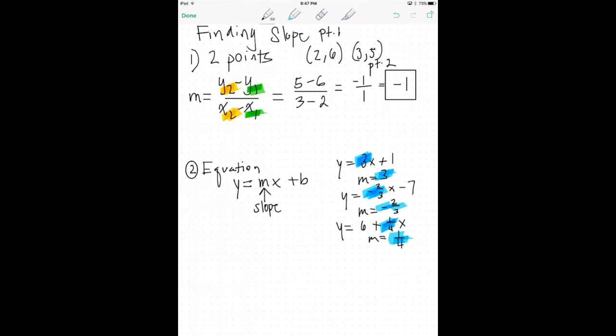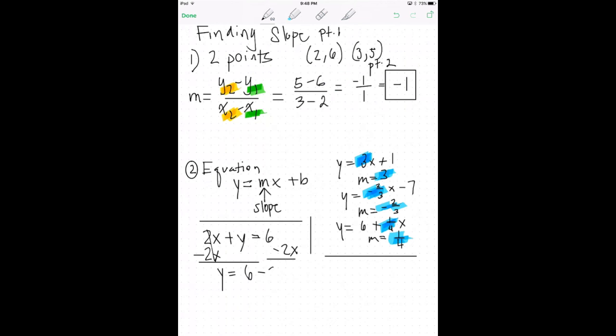Now, if the equation isn't quite so pretty, let's say the equation is 2x plus y is equal to 6. That one's not in an easy form because the y is not by itself. Then what you have to do is get the y by itself. So I'm going to subtract 2x from both sides. Those cancel. So I get y equals 6 minus 2x. Now it's in the good form, and I get the coefficient of the x, and that becomes the slope. So you can find slope from points, or you can find slope from an equation.